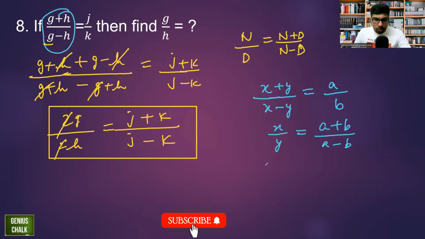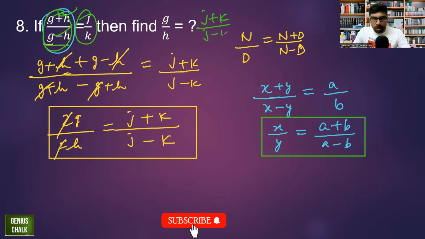This is for you to remember for every question related to this type of ratios. So this is what you need to remember now. Similarly, here also you can see A plus B, A minus B form, X plus Y, X minus Y form, A by B. So what is my answer? J plus K, J minus K. Remember this. Okay, let's solve the next questions.